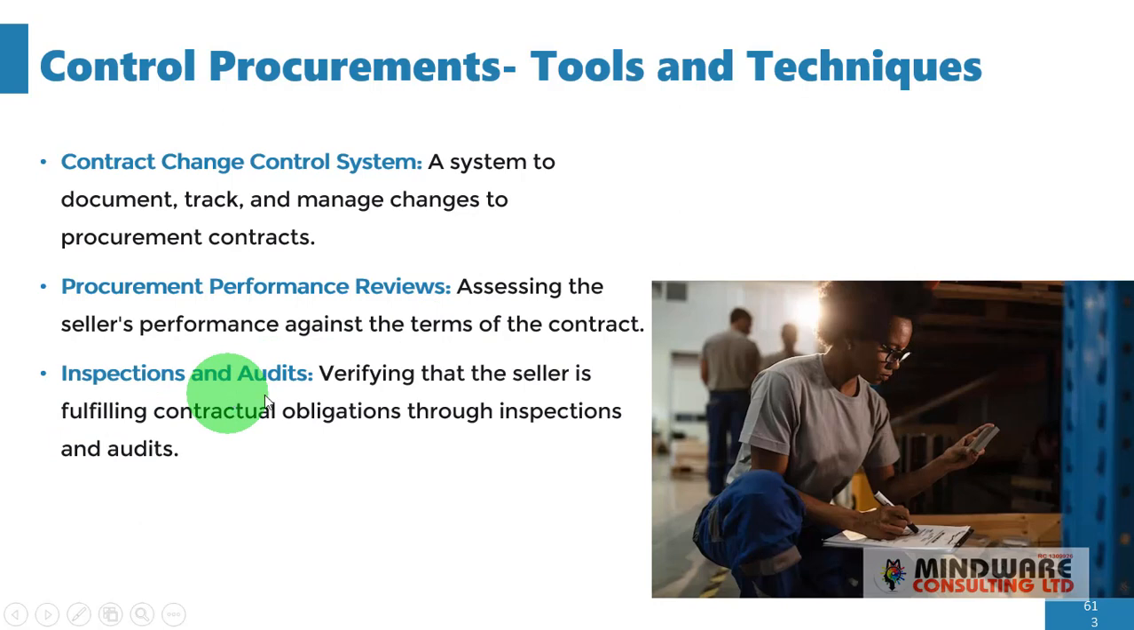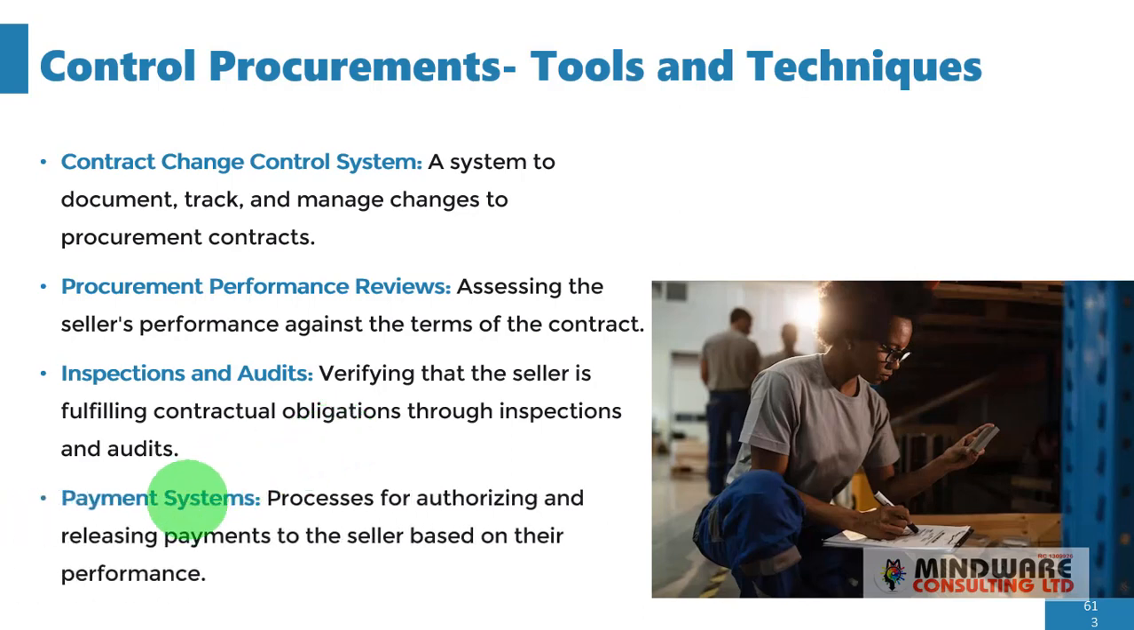Inspections and audits. Now, of course, when you have a contract going on, you must have a team that is involved in inspection and audit. So that's a technique in procurement management. Verifying that the seller is fulfilling contractual obligations through inspections and audits. So you must carry out regular inspections and audits, okay, during the project life cycle to ensure that the contractual obligations are being fulfilled.